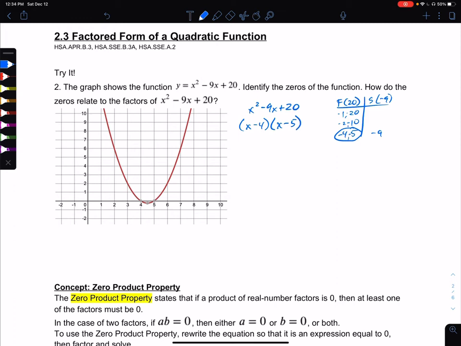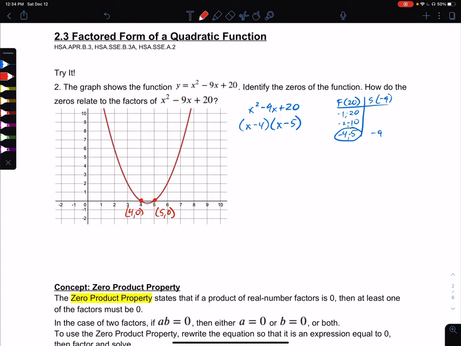So now the question, how do we identify the zeros of the function? Well, looking at this graph, I have (4, 0) here, and I have (5, 0). All right, we want to know how those zeros relate to the factors.